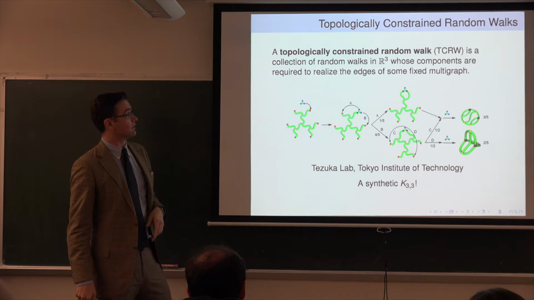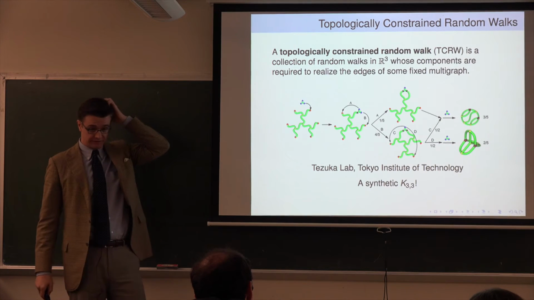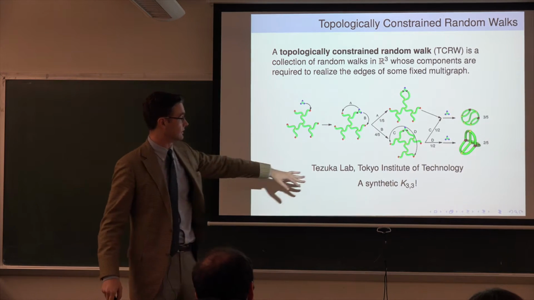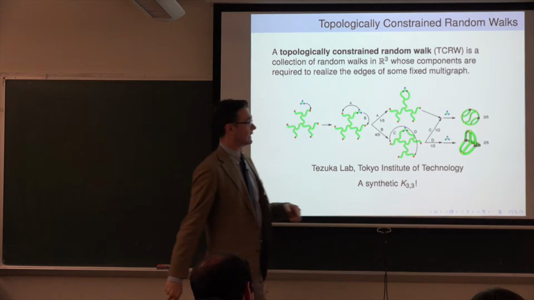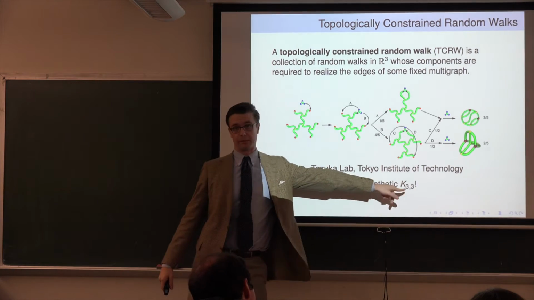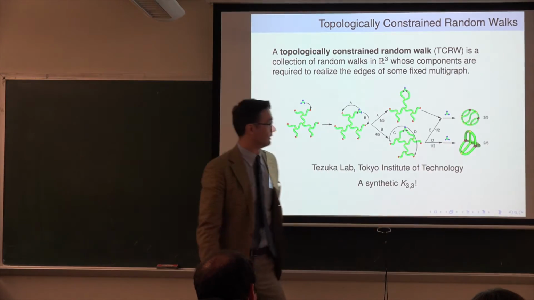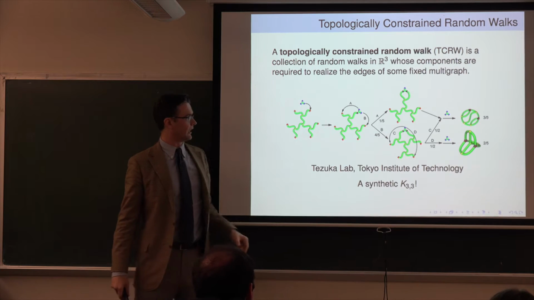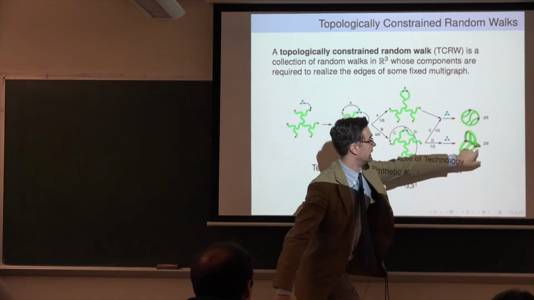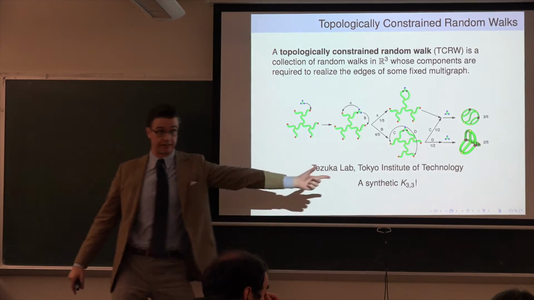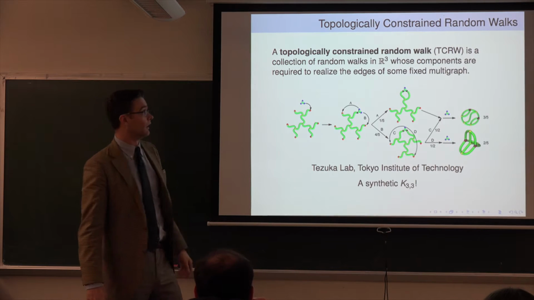All right, and here's just one example of where these things actually come up. So this Tezca lab just a year or two ago actually created a synthetic K3,3. This is the complete bipartite graph on 3 and 3, and that's abstractly what it looks like. And they did this horribly complicated chemical reaction to actually generate something that has the topology of a K3,3. This is like polystyrene or something.